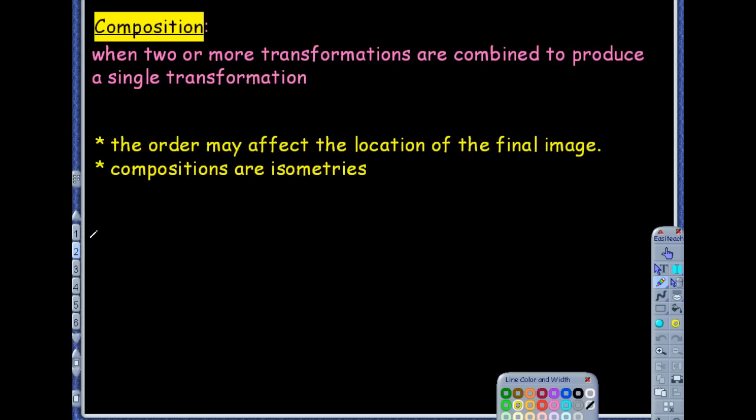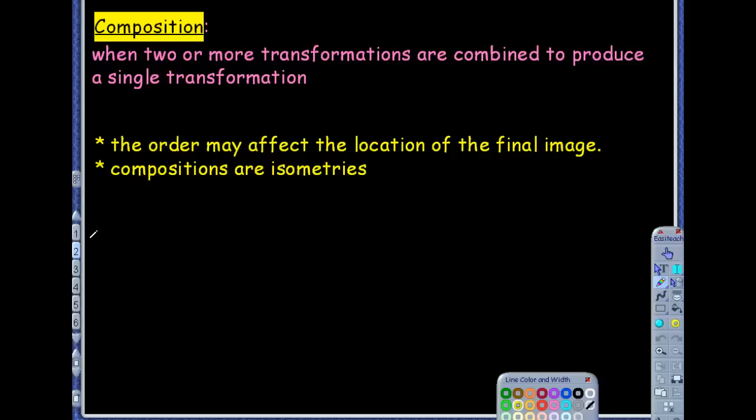Compositions are when you have two or more transformations that are combined to produce a single transformation. We just talked about the glide reflection. That is a type of composition, a specific type where you do a translation and a reflection, but a composition works for anything. I could rotate, then translate, or rotate, then reflect, or reflect, then rotate. You could reflect, rotate, translate. It's just putting them all together.